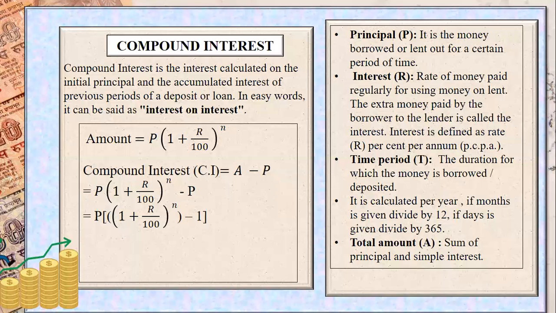Now compound interest. Compound interest is nothing but the interest for the interest will also be calculated. For that we have a separate formula: P into 1 plus R by 100 to the whole power n. That will give us the amount. Compound interest can be calculated by just subtracting the principal from the amount.